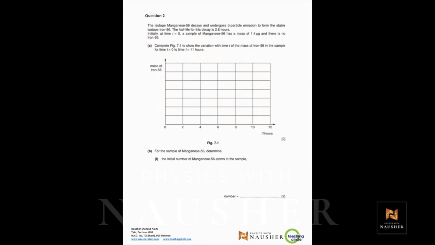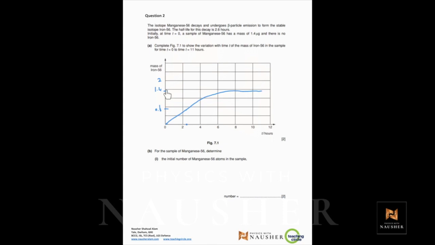Question number 2 deals with radioactivity. And for the first part, if you look at it closely, manganese decays to form iron. So iron का mass बढ़ना चाहिए और manganese का mass कम होना चाहिए. और उसने iron versus time graph दिया है, so iron का mass बढ़ेगा. Now he said that the half-life is 2.6 hours, and you've got 1.4 micrograms of manganese at the start.